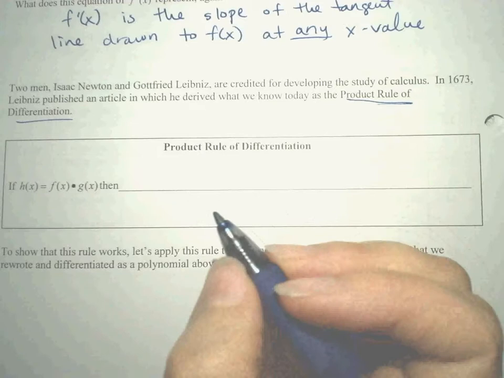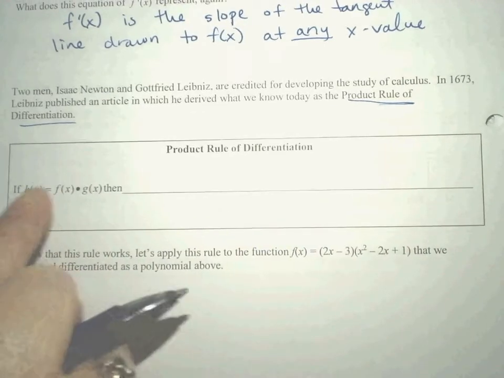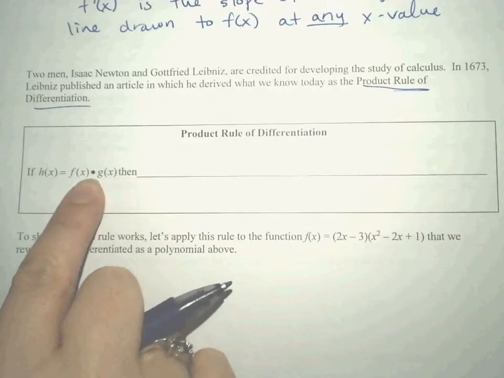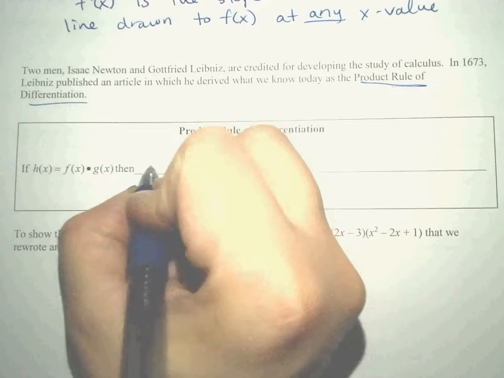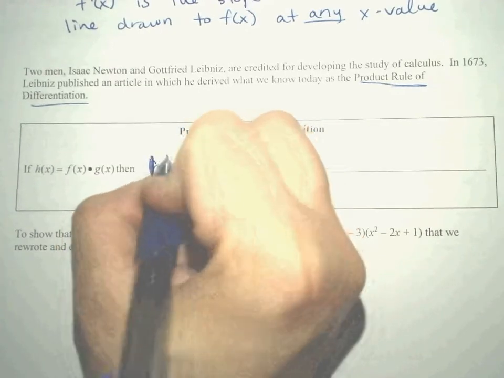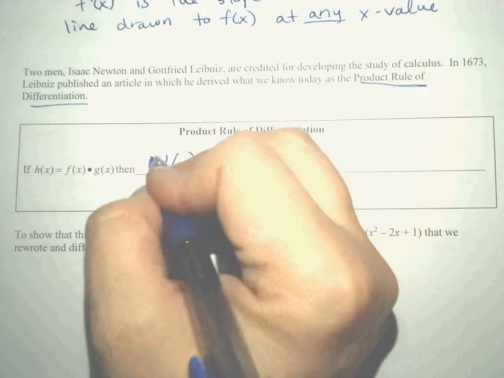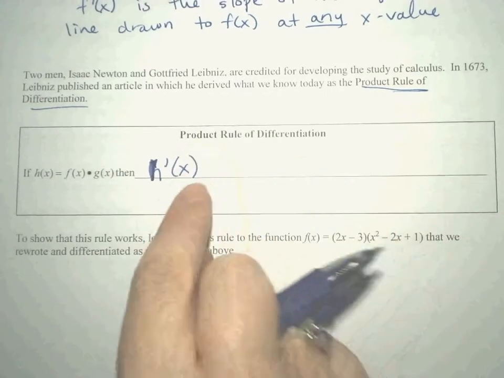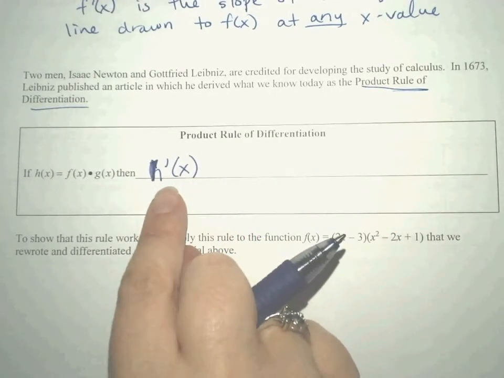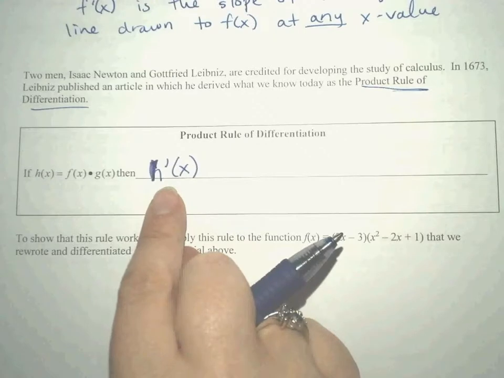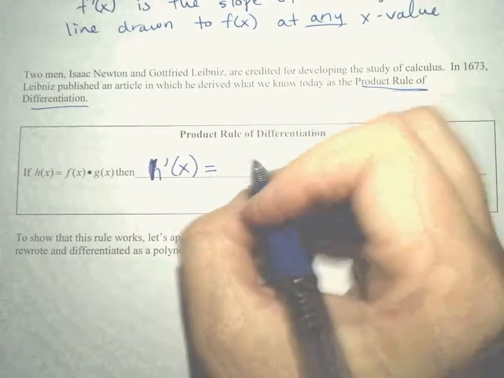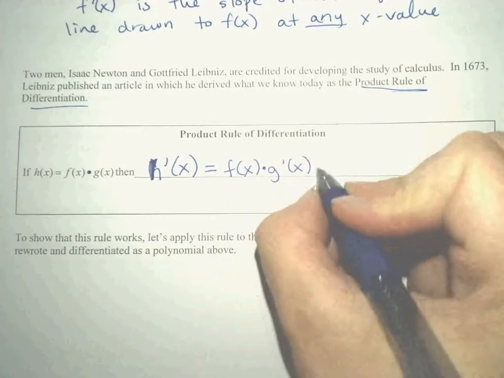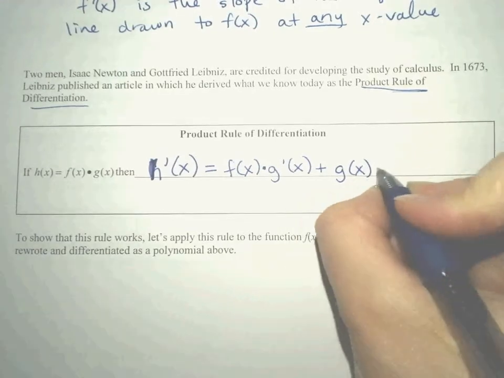All right, notice that here h of x is defined to be the product of two different functions. You see the big old dot representing our product? Then h prime of x. I'm starting my writing neater today. One thing also, make sure that always your derivative symbol, your apostrophe, is very obvious. So h prime of x is equal to f of x times g prime of x plus g of x times f prime of x.